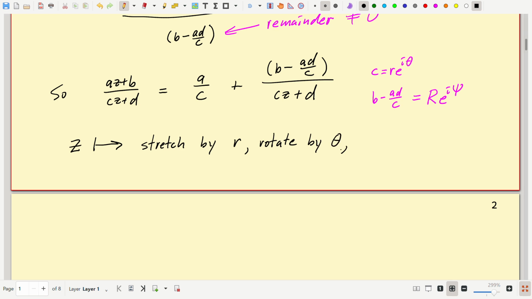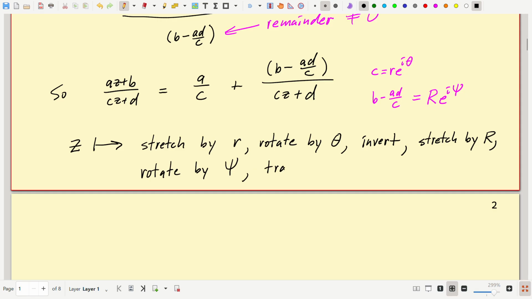And then it's in the denominator, so I invert by 1 over z. And now I'm going to multiply by that complex number in the numerator. So next I stretch by capital R and rotate by psi. Okay, I'm getting close now. The last thing I do is translate by B minus AD over C.